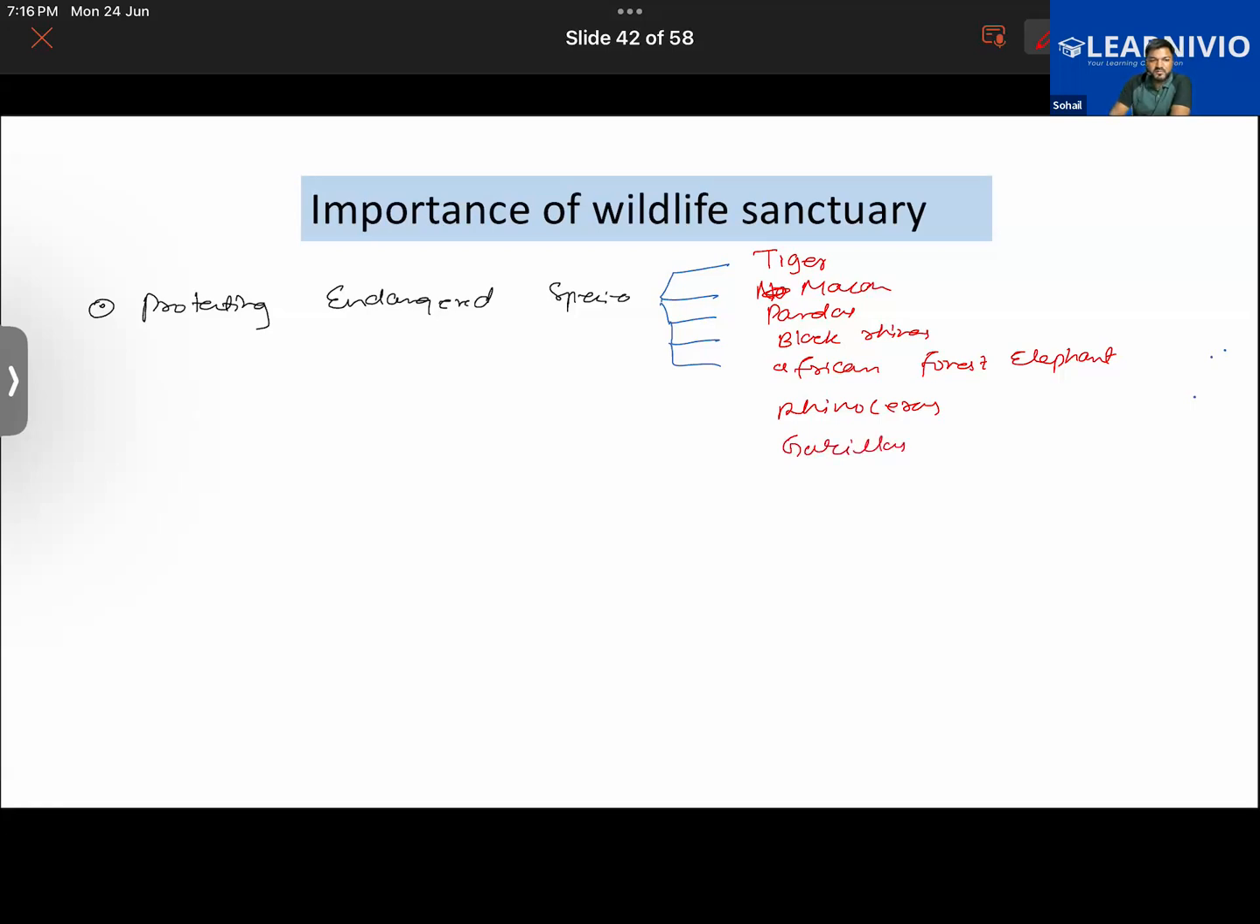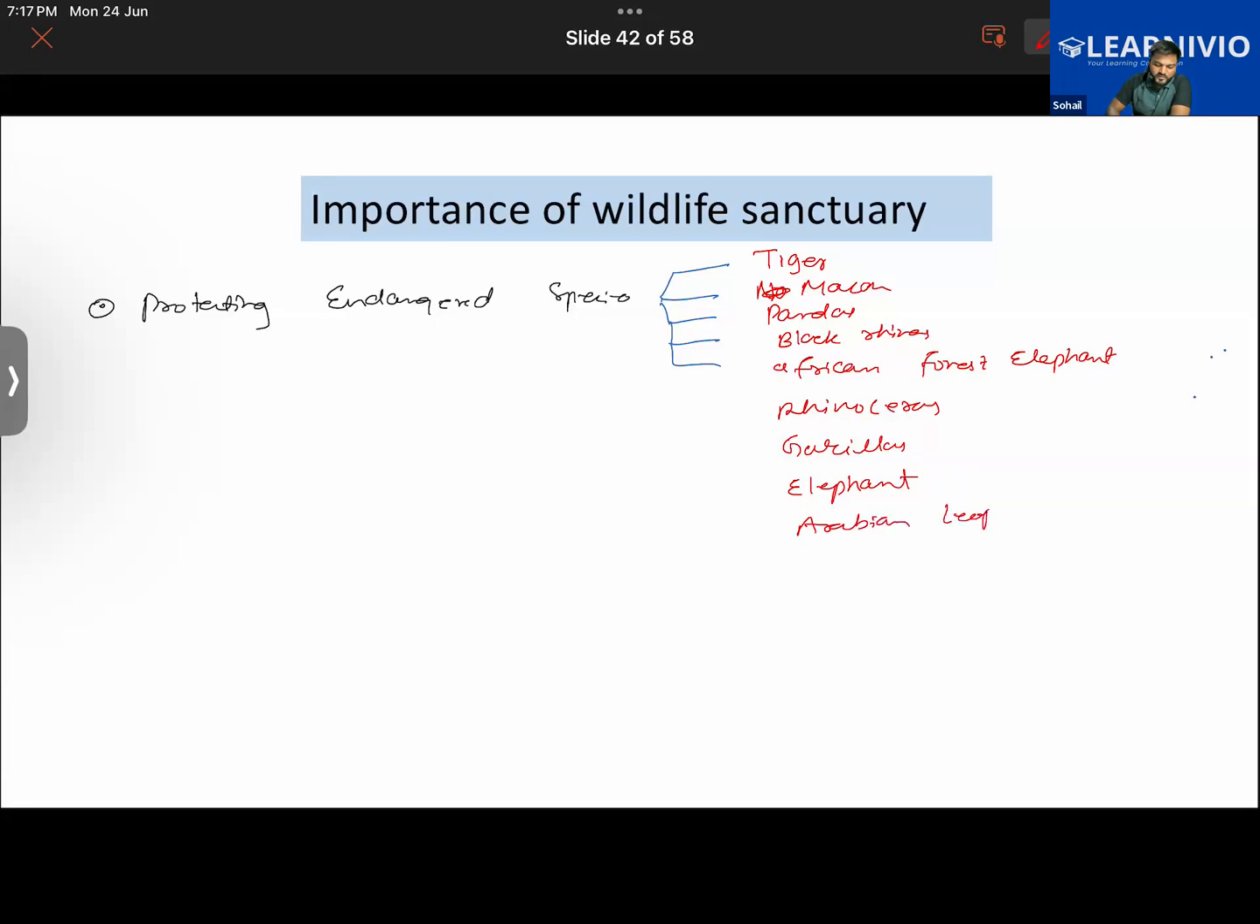Furthermore, name some more examples. Elephants in general are also endangered, not just the African forest elephant. In general, we can count all the species of elephants. So they are also endangered, right? So these are some of the endangered species of animals which we have. We have some more, like certain species of leopards, such as the Arabian leopard.